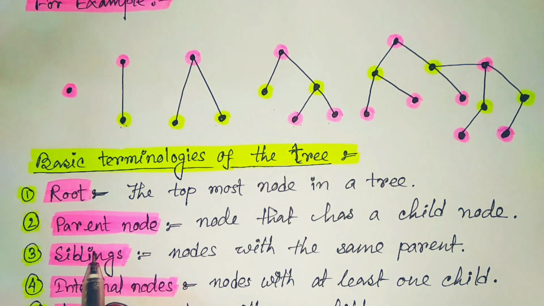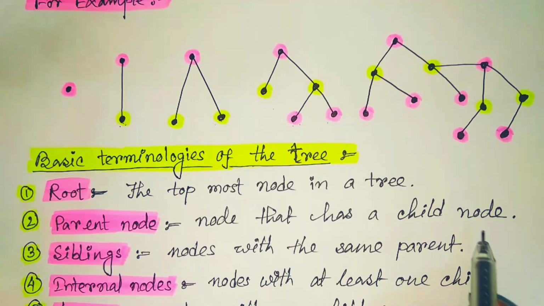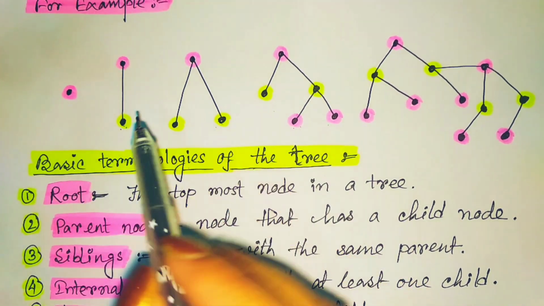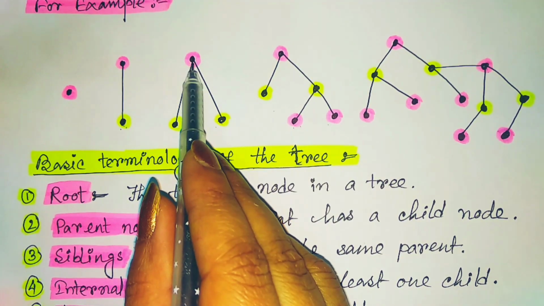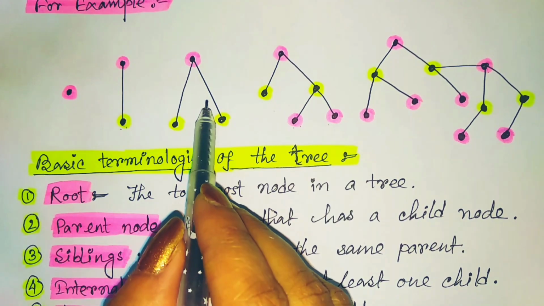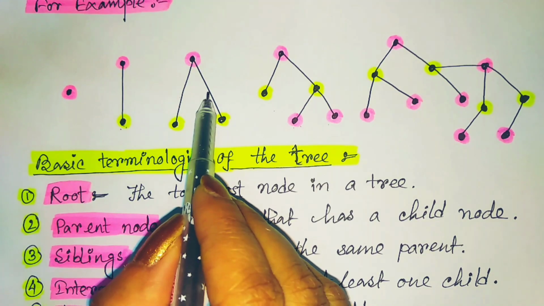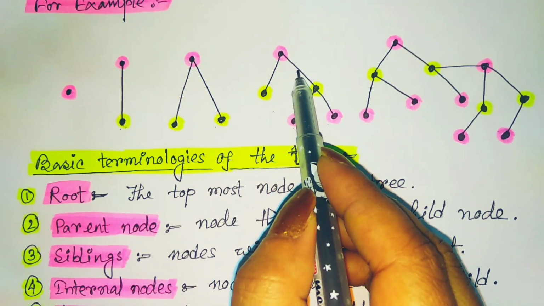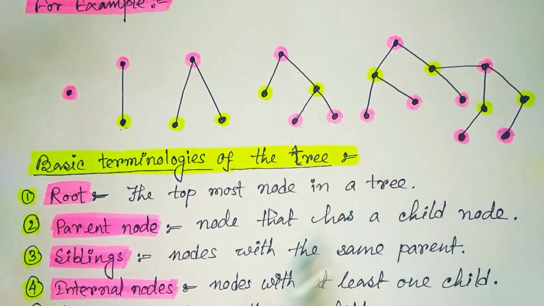Next it is the parent node. A node that has a child node is called the parent node. So now look, any node which has a child, meaning if from one node any edge is going out, then these are termed as the children. So this one is the parent node for these two edges. Similarly, this one is the parent node for these two edges. Again, this one is the parent node for these two edges, and likewise.